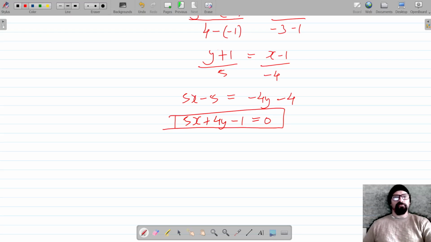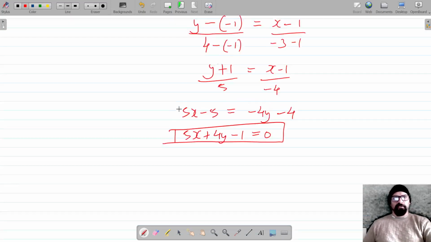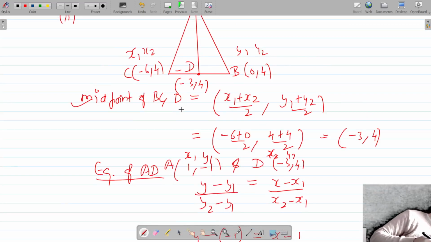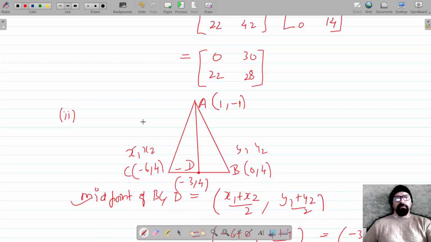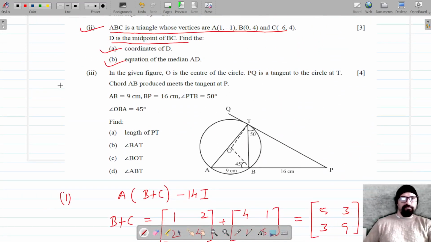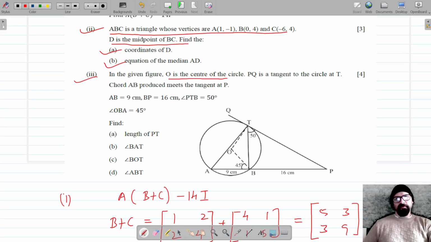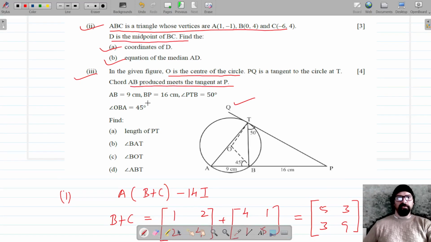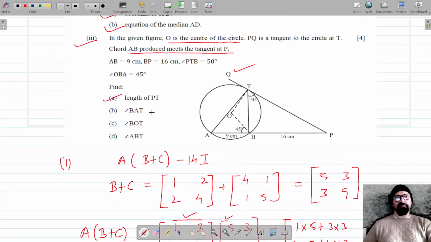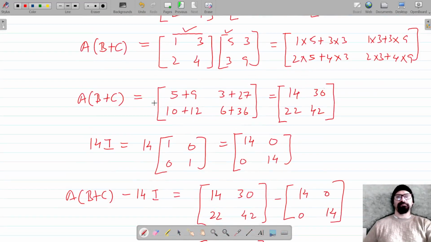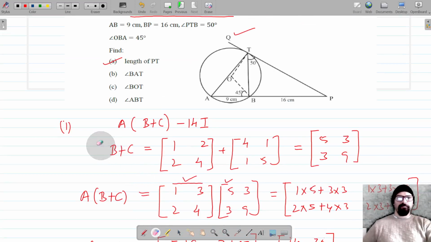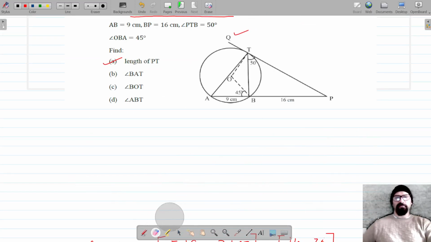Okay, moving on to the third part. For the third part, in the given figure, O is the center of the circle. PQ is a tangent to the circle at P. Chord AB produced meets the tangent at P. AB is 9, BP is 16, and we have to find the length of PT. So this is the third part. I'm going to break here because we are done with this.